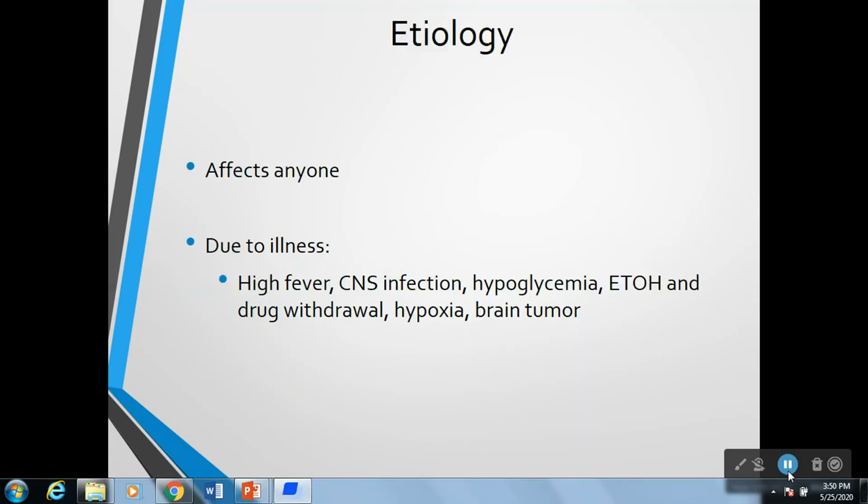So what causes seizures? Well, seizures can happen to anyone. It could be due to illness such as high fever, central nervous system infection, hypoglycemia, alcohol and drug withdrawal, hypoxia, brain tumors, head trauma, gastrointestinal disease, poisoning. Seizures are usually identified from their physical and behavioral signs and symptoms. With infants and toddlers, this is usually caused by high fevers, which can really be very traumatic for parents.